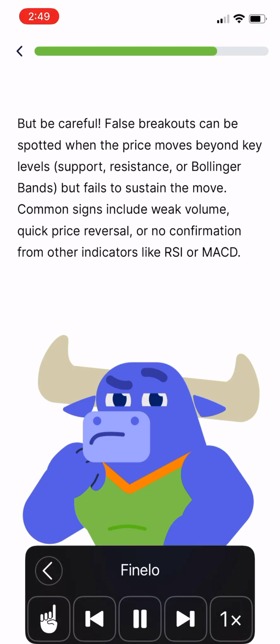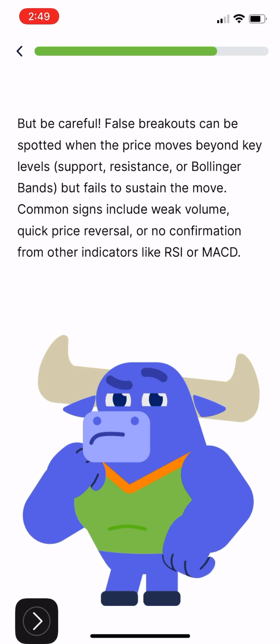But be careful. False breakouts can be spotted when the price moves beyond key levels, support, resistance, or Bollinger bands, but fails to sustain the move. Common signs include weak volume, quick price reversal, or no confirmation from other indicators like RSI or MACD.